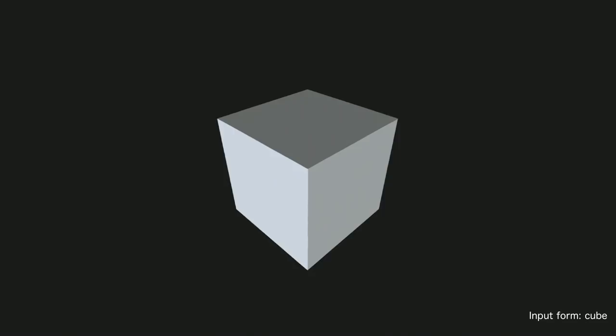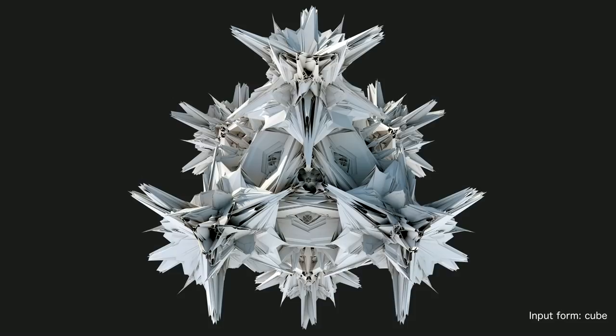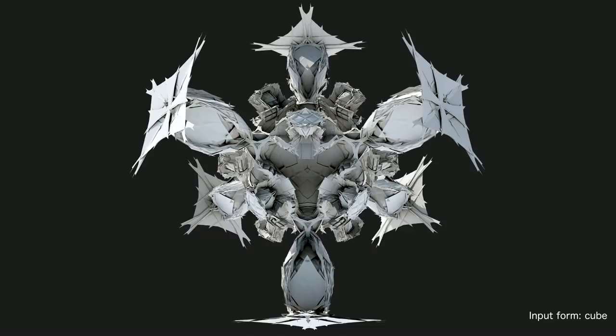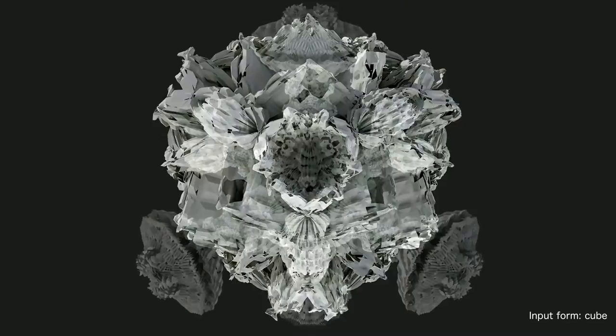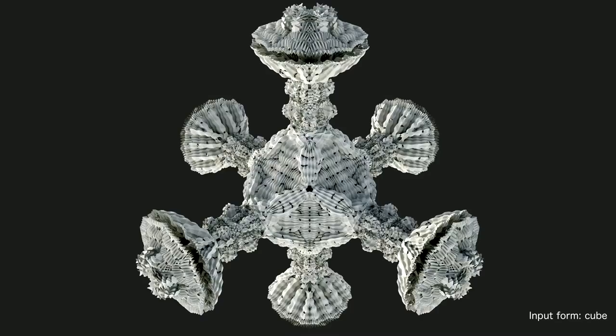And if we change where we make the folds, if we change the folding ratio, then this cube turns into this one. We can change the folding ratio again to produce this shape or this shape. So we exert control over the form by specifying the position of where we're making the fold, but essentially you're looking at a folded cube.